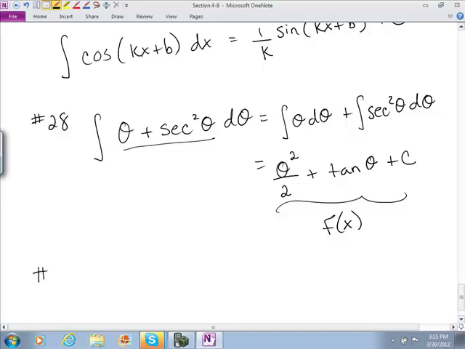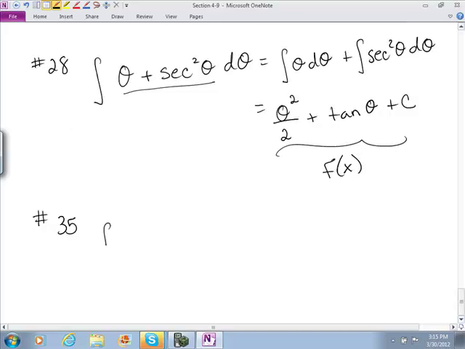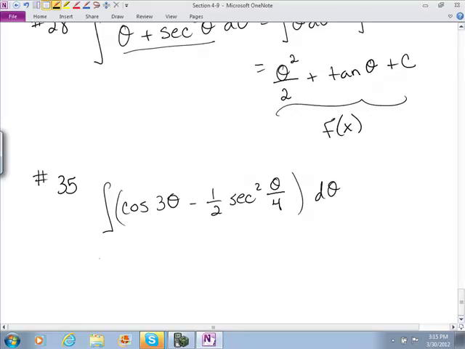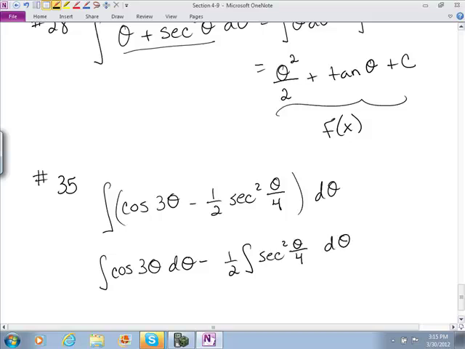Okay, now we'll look at number 35 in your homework. You're asked to find the antiderivative of cosine 3 theta minus 1/2 secant squared theta divided by 4, and then all of that d theta. Okay, and so I remind you to not worry about these constants, let them tag along, and you can separate these integrals. So the integral of cosine 3 theta d theta minus, I'll put the 1/2 in front, the integral of secant squared theta over 4, and then d theta.